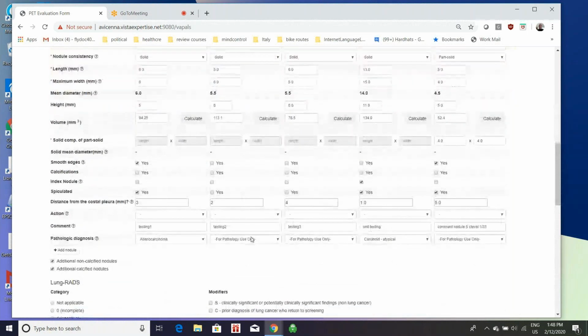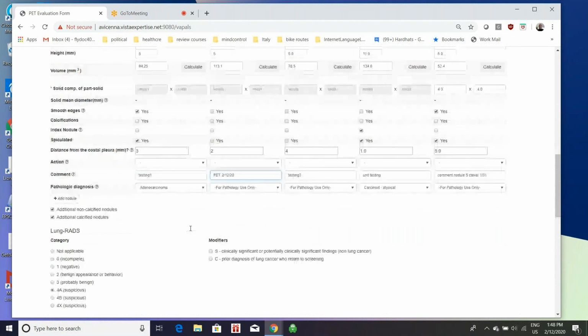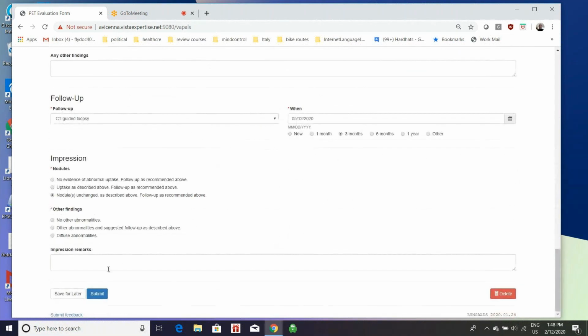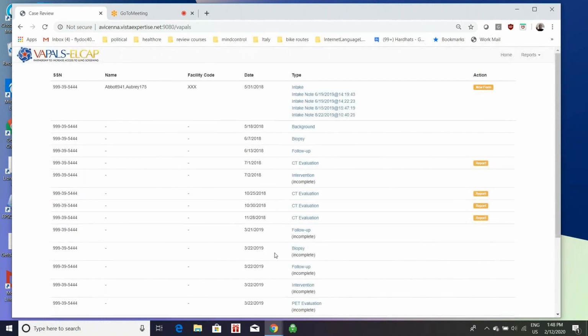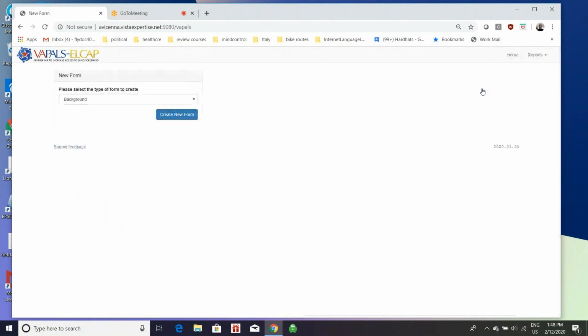Let me modify a comment here and say this is from PET. What did we say today's date? Okay, so now we do a new form. What were we going to do, a follow-up CT now. Oh, CT. Oh, that's right, because we want to look at the nodules.